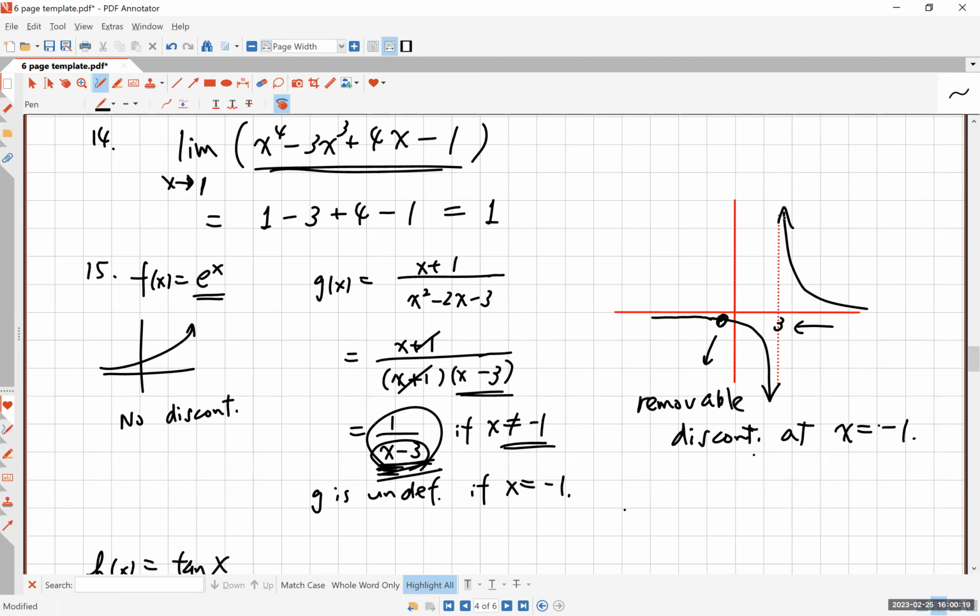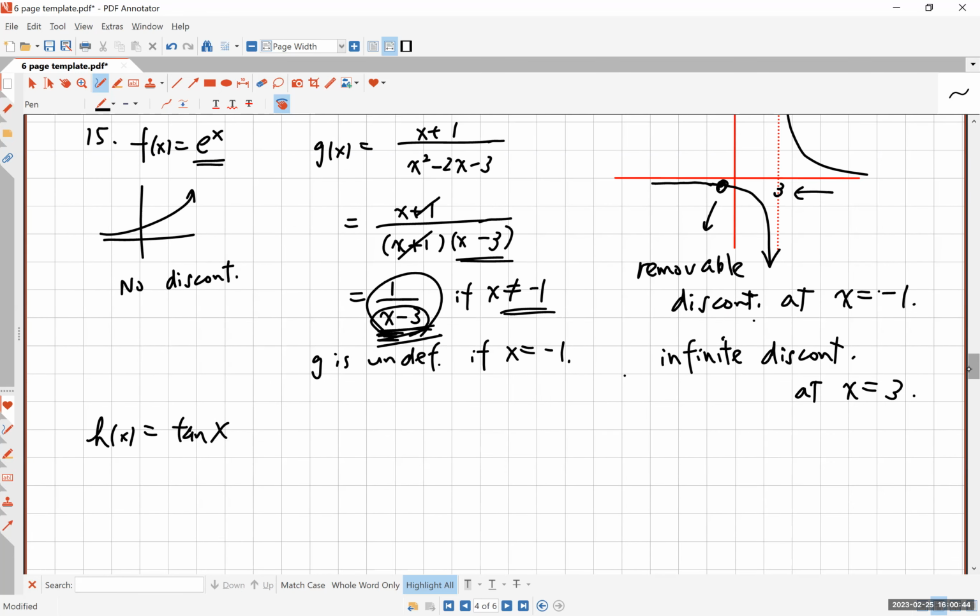When things are going to infinity, that's called the infinite discontinuity, and that's happening at x is equal to 3, as you can see. Sometimes you have another type called a gap, like when you have something like this, that's a gap discontinuity, but you don't have that in this situation. So those are the 2 points of discontinuity for this.